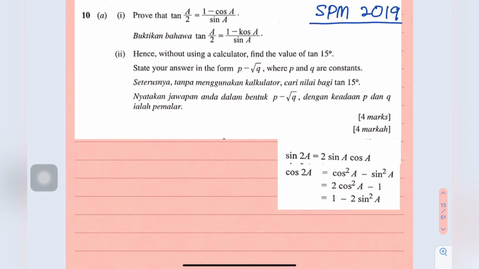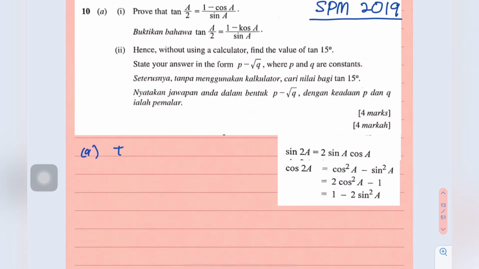Now we have another example of SPM 2019. The question involving the words hence. Okay, soalan yang ada perkataan seterusnya. So kita nak tengok contoh lah. So actually this one involving topics of trigonometric function. You all tak belajar lagi, tapi tak apalah. So next time bila dah belajar, you all boleh tengok video ni. Okay, so question A.